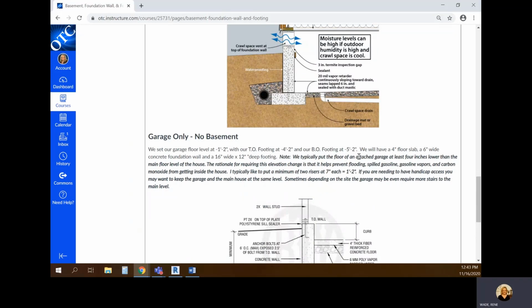On the basement, again, we typically put the floor at least 4 inches lower than the main level of the house. The rationale for requiring this elevation change is that it helps prevent flooding, spilled gasoline, gasoline vapors, and carbon monoxide from getting into the house. I typically like to put a minimum of 2 risers at 7 inches each.